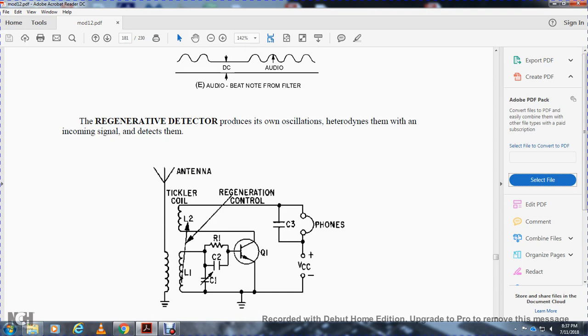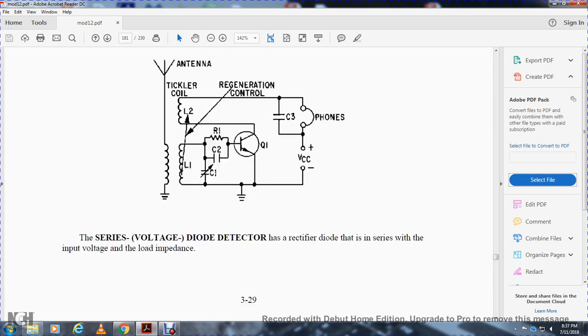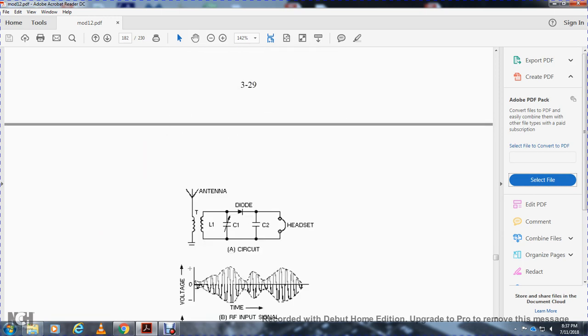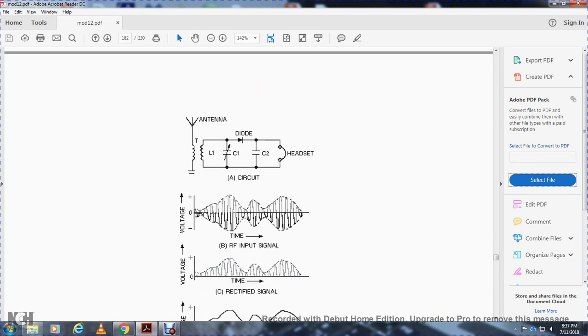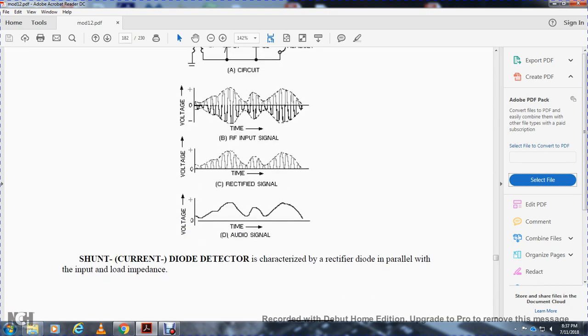In the antenna and tickler coil circuit: inductor 1, inductor 2, the regenerative coil, resistor 1, capacitor 2, adjustable capacitor 3, the phones. The diode detector rectifies, with the diode in series with the input voltage and load impedance. The voltage from the transmitter antenna passes through the adjustable capacitor, diode, capacitor 2, and resistor circuit. The radio frequency impulse is rectified into the audio signal.